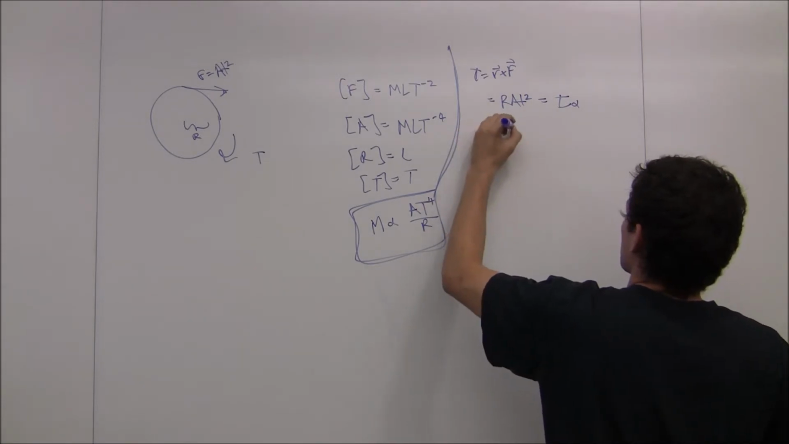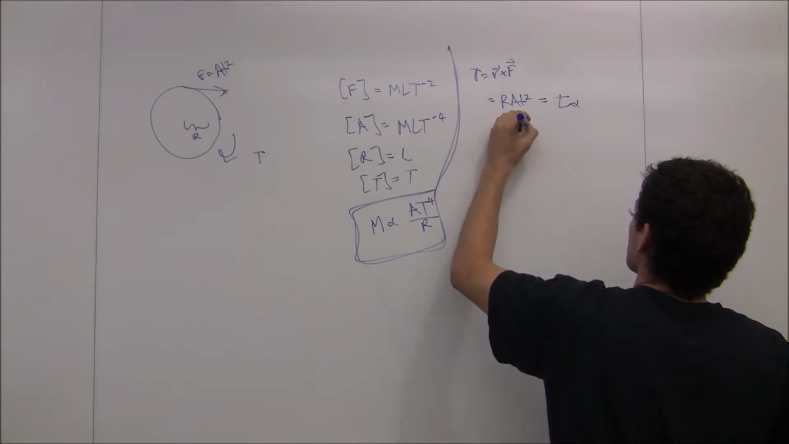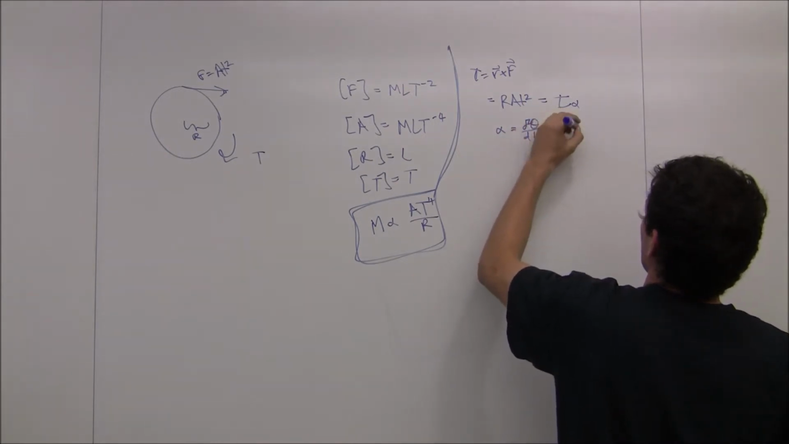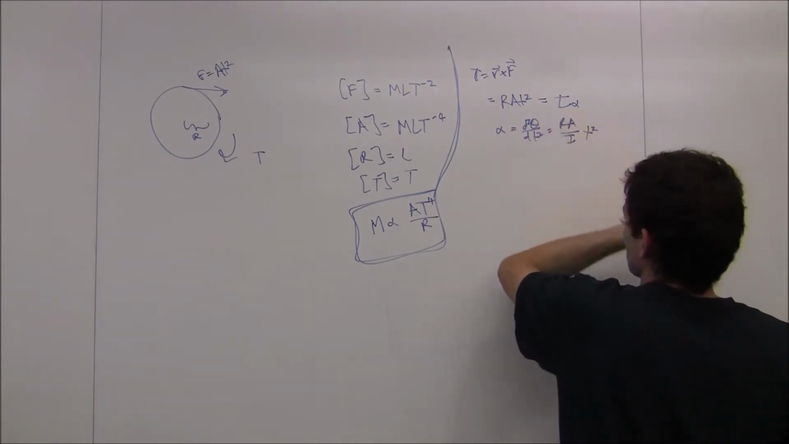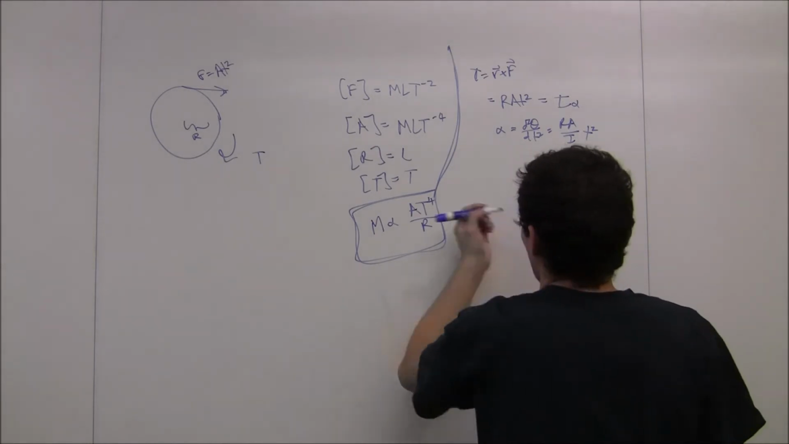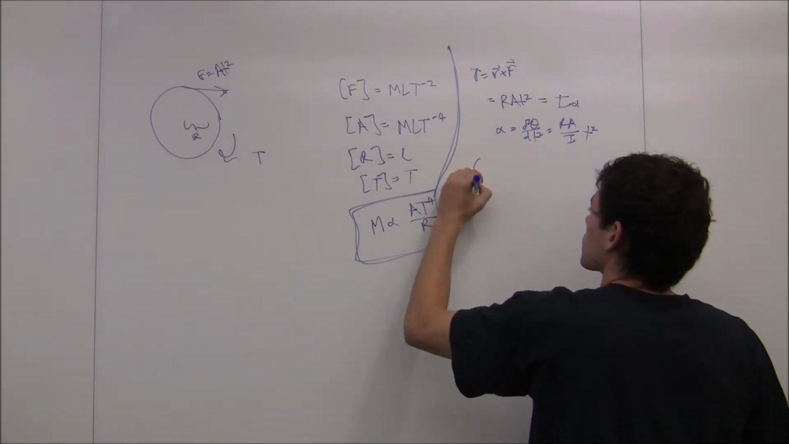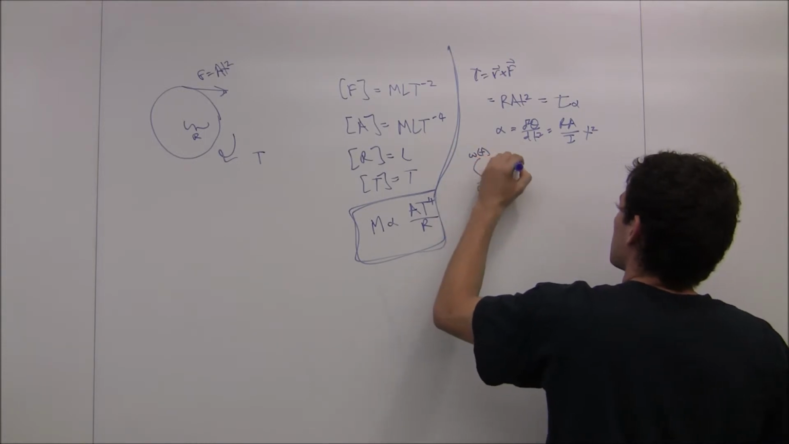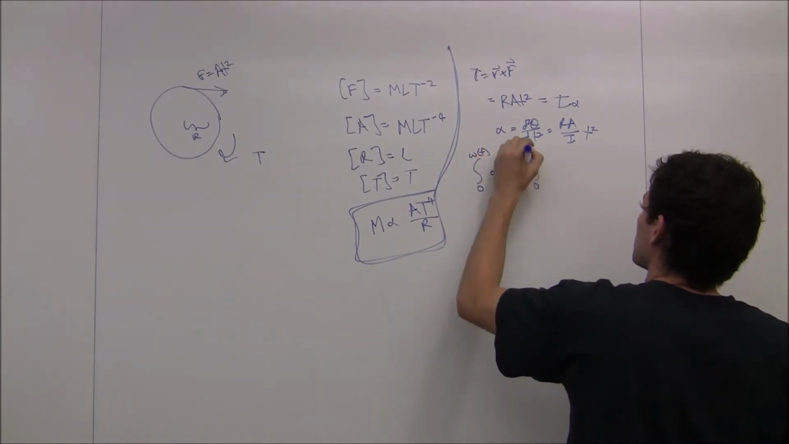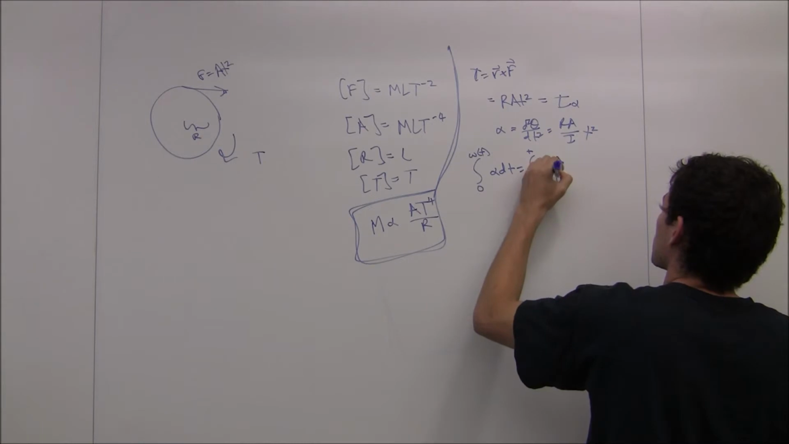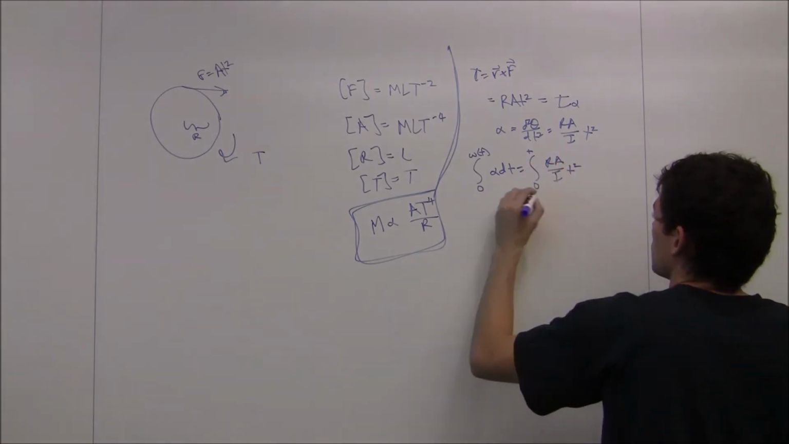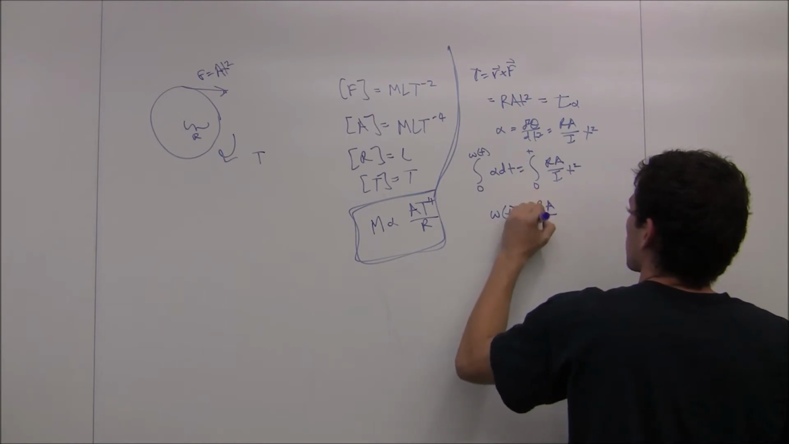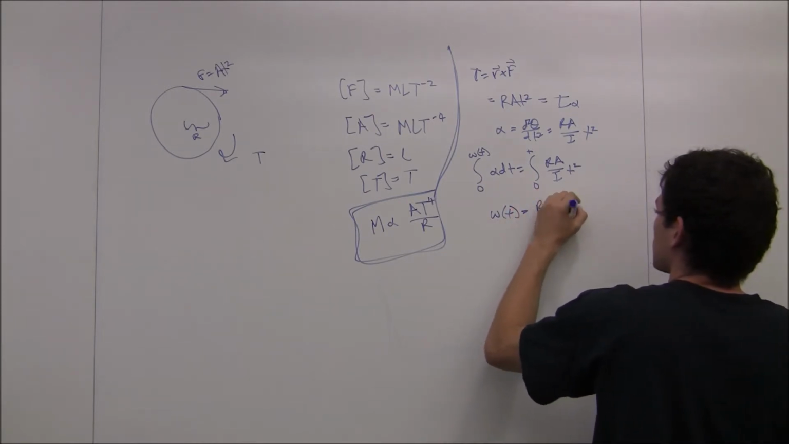So then alpha, equal to d squared theta dt squared, is equal to rA over I times t squared. This allows us to take our first integral, the integral from 0 to omega at time t of alpha dt, which is equal to the integral from 0 to t of rA over I t squared. So then omega of t is equal to rA over 3I t cubed.